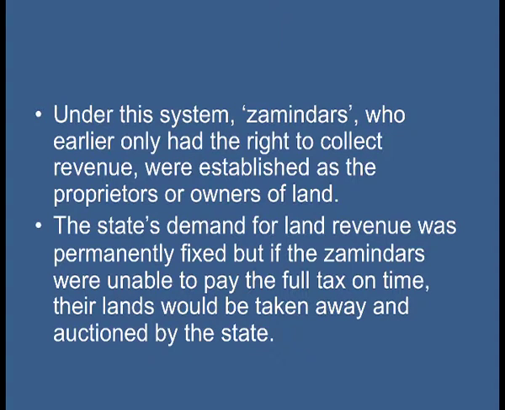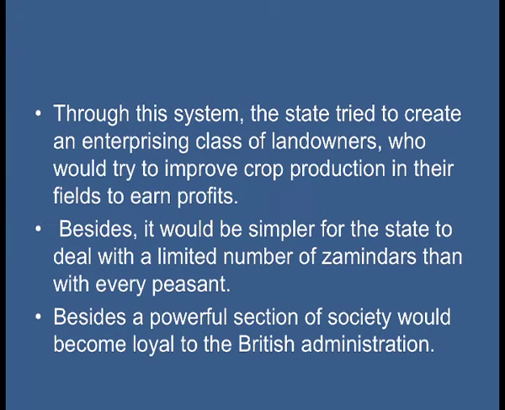Under this system, zamindars who only had the right to collect revenue were established as the proprietors or owners of land. The state's demand for land revenue was permanently fixed, but if the zamindars were unable to pay the full tax on time, the lands would be taken away and auctioned by the state. Through this system, the state tried to create an enterprising class of landowners who would try to improve crop production in their fields to earn profits.